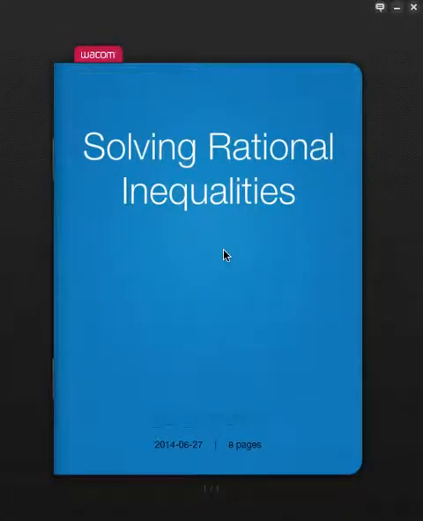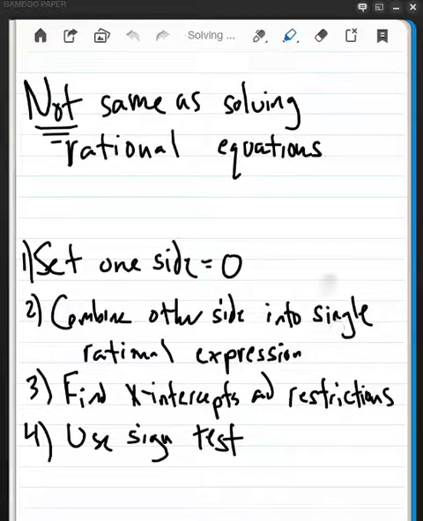Hello, and today we're going to learn how to solve rational inequalities. This is different than solving rational equations. The process is different. In this process, we're going to set one side of the inequality equal to 0, and then we're going to combine everything on the other side into a single rational expression.